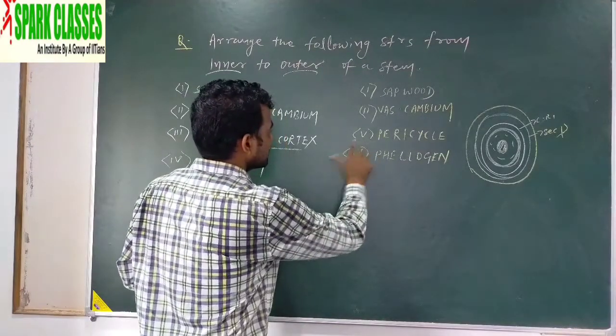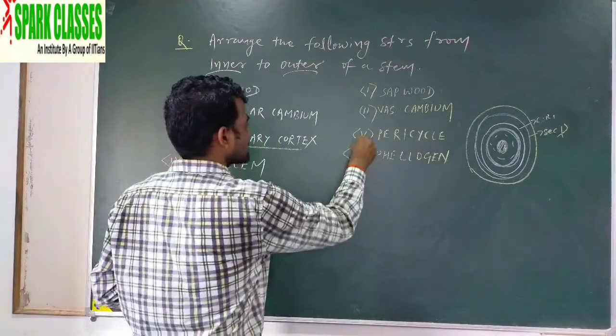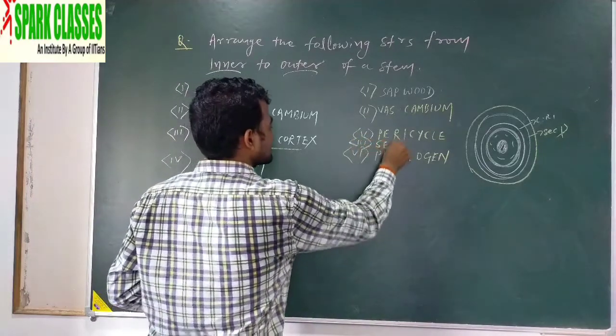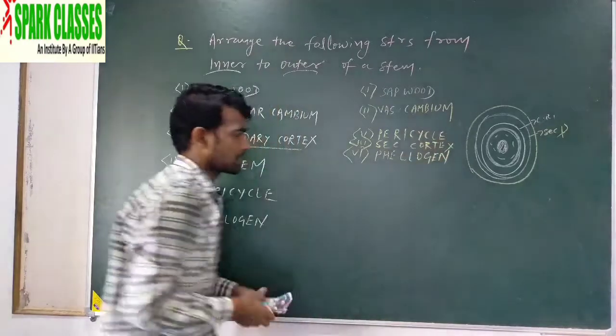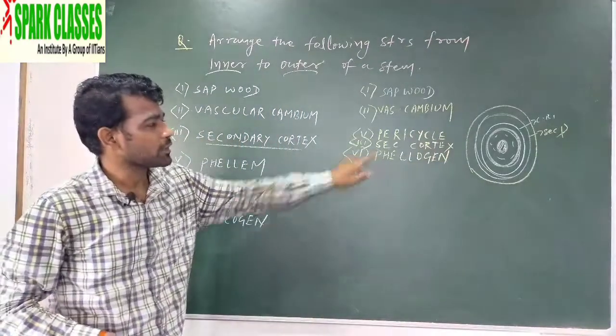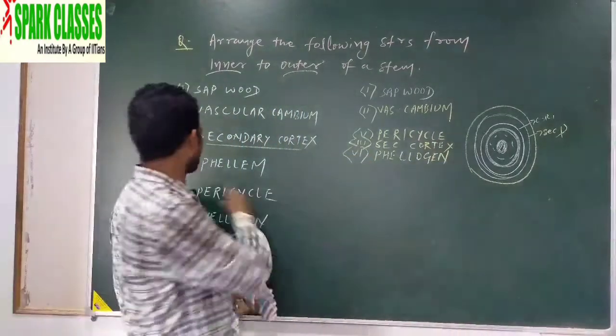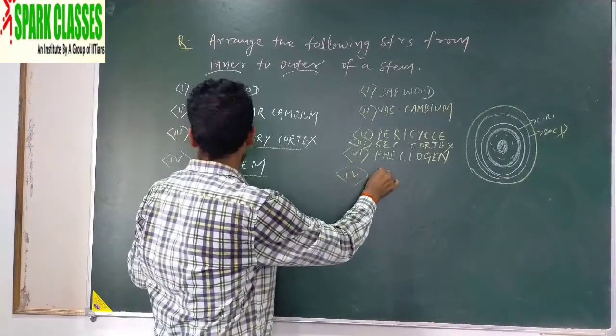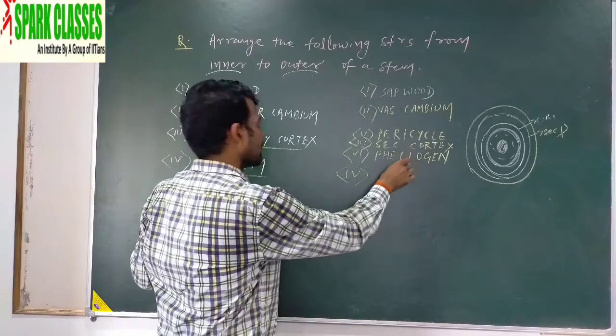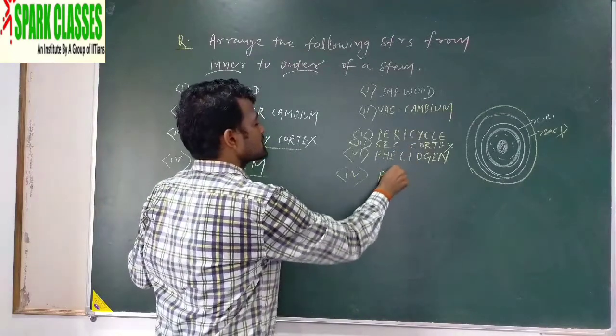Let me insert secondary cortex. The number 3 will come here. Secondary cortex contains more layers. So towards the inner side of phellogen, secondary cortex will come. Then last is phloem, that is your IV. After secondary cortex, phellogen will come, then phloem. So this is the order.